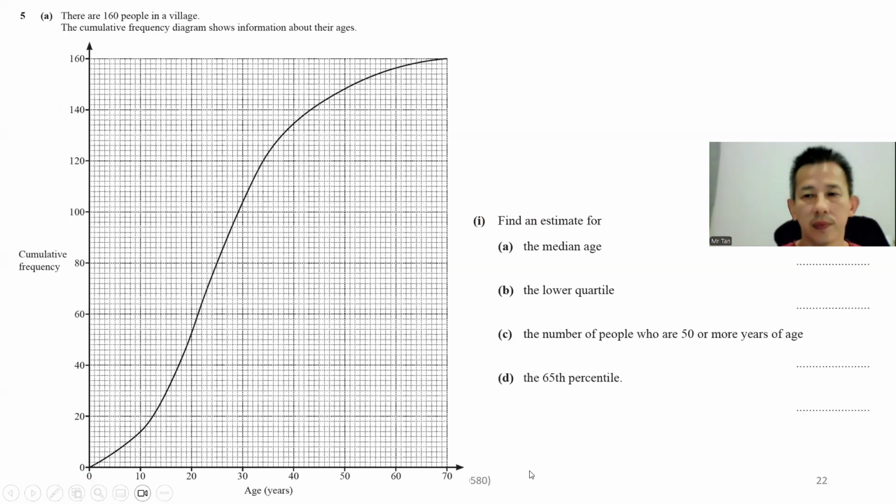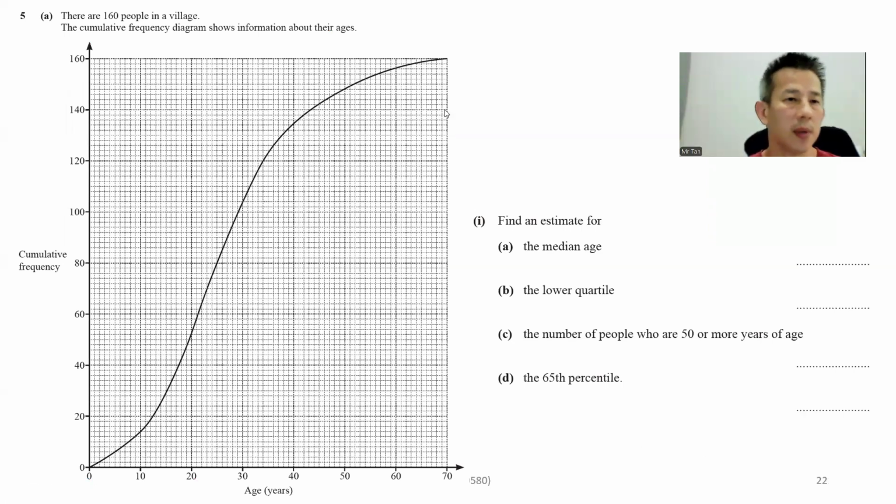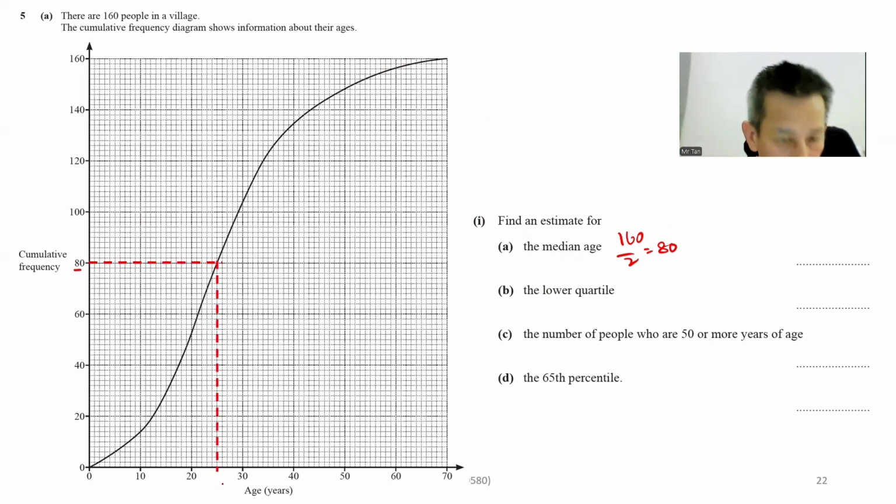Okay, number 5. There are 160 people in the village. The cumulative frequency diagram shows the information about their age. Find an estimate for the median age. So for the median, you take 160 divided by 2, that equals 80. So here, 80, you draw a line and take the value. You should get 25.